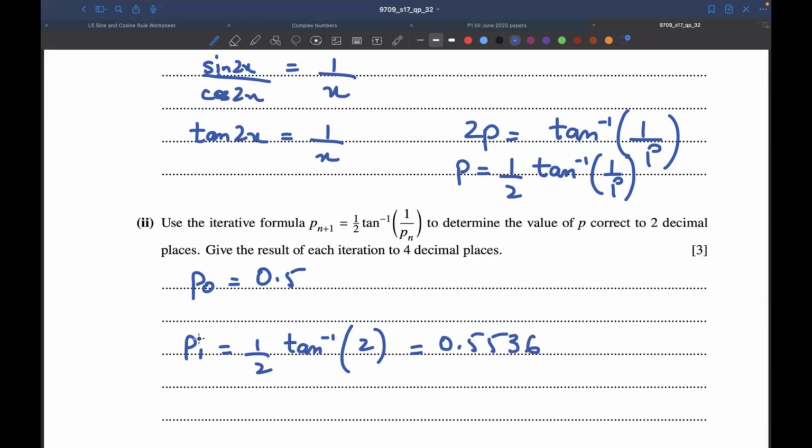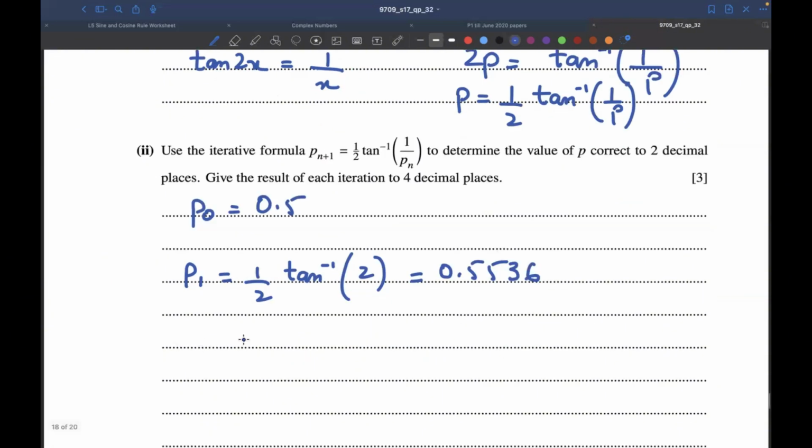I will substitute this value to get the next value. So this will become 1 upon 2 tan inverse of 1 upon 0.5536. Now substituting this in the calculator, shift tan inverse of 1 upon 0.5536.